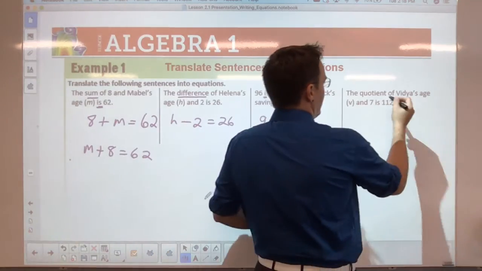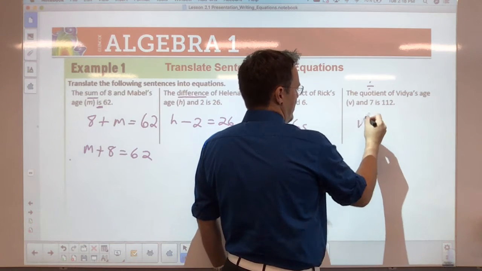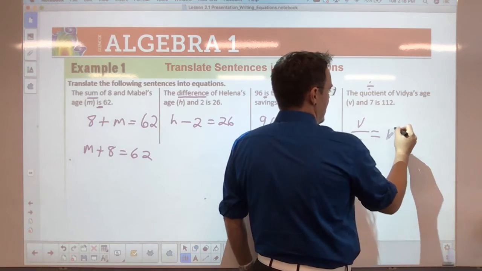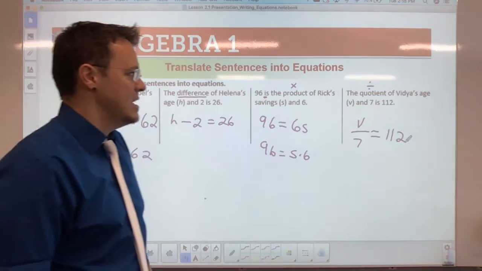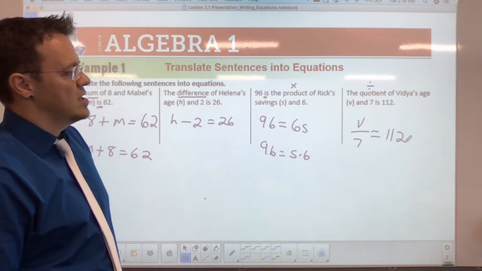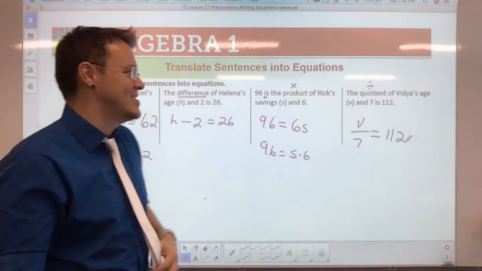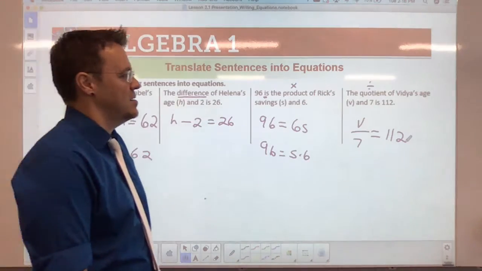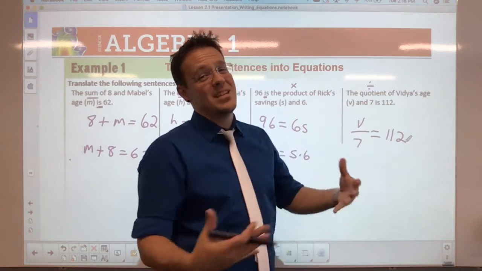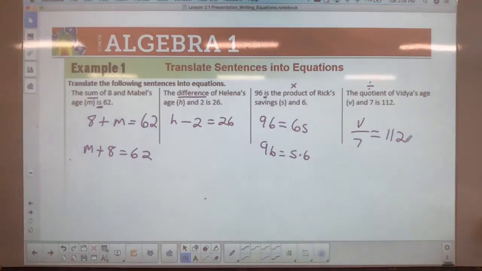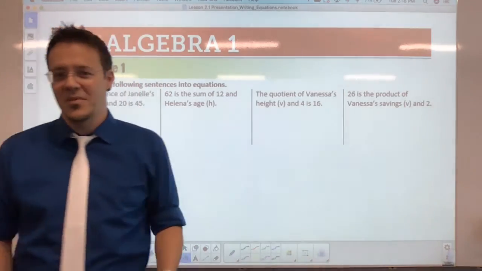All right, the quotient is dividing, okay? The quotient of Vidya's age, V, and 7 is 112, okay? So what you're doing is taking a quotient and dividing it, and the quotient of her age and 7 is 112. That cannot be true, but it's just a statement that's put in there. I'm reading that and thinking, so you're telling me this has got to be the world's biggest number. Okay, we didn't say this one was realistic. So here we go, ladies and gentlemen. It's just making sure you guys can do these, all right? This one's more simple, right? Your turn.